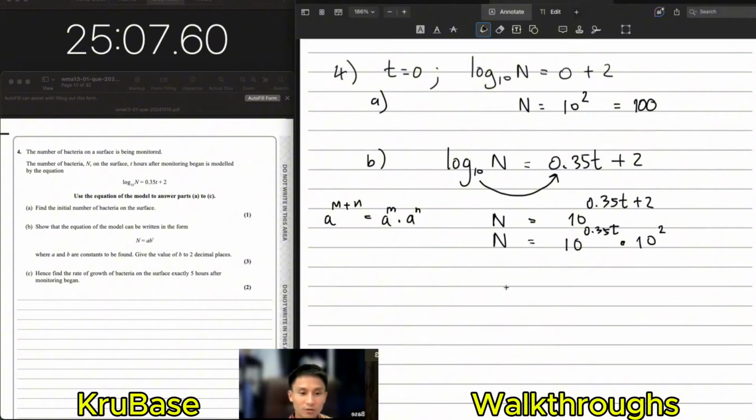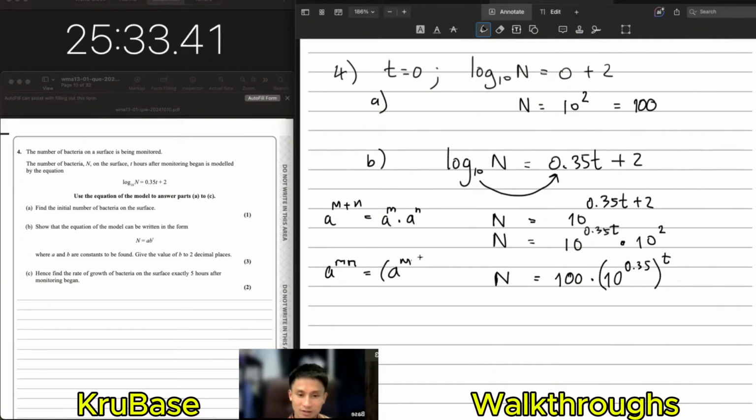If you look at the form here, we already follow it because a would be 10 to the 2, which is 100. And then b would be 10 to the 0.35, because the power is just t, so we raise that to the power of t. You can also do that using this property: a to the m times n, we can do a to the m then to the n, or the other way around. Doesn't matter, these are equivalent. Then we need to give a and b as constants to be found, with the value of b to 2 decimal places.